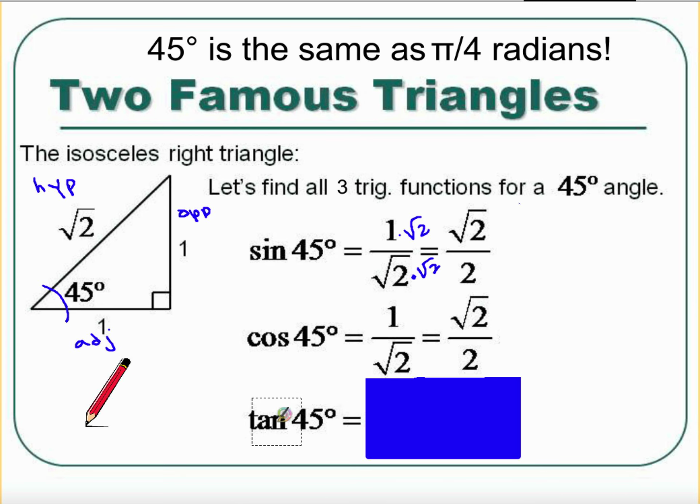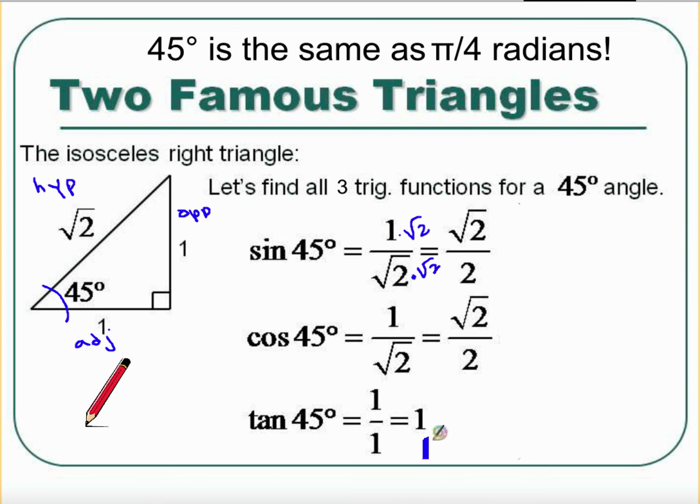Lastly, we've got the tangent of 45. Remember, tangent is the opposite divided by the adjacent. So our opposite was 1 and our adjacent was 1. And of course, 1 divided by 1 is 1. And there you have it, our special right triangle, the 45-degree triangle.